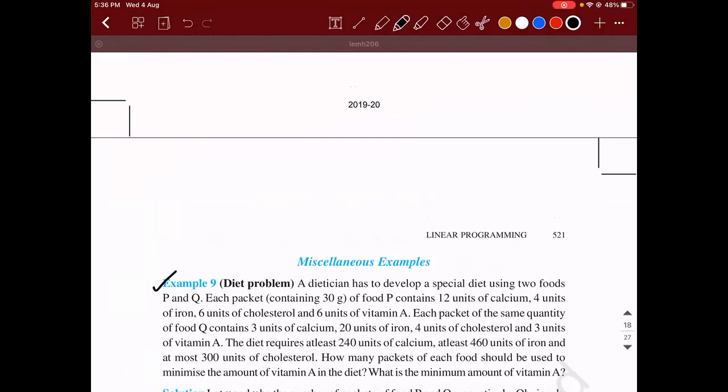A dietitian has to develop a special diet using 2 foods P and Q. Each packet containing 30 grams of food P contains 12 units of calcium, 4 units of iron, 6 units of cholesterol, and 6 units of vitamin A. Each packet of the same quantity of food Q contains 3 units of calcium, 20 units of iron, 4 units of cholesterol, and 3 units of vitamin A. The diet requires at least 240 units of calcium, 460 units of iron, and at most 300 units of cholesterol. How many packets of each food should be used to minimize the amount of vitamin A in the diet?